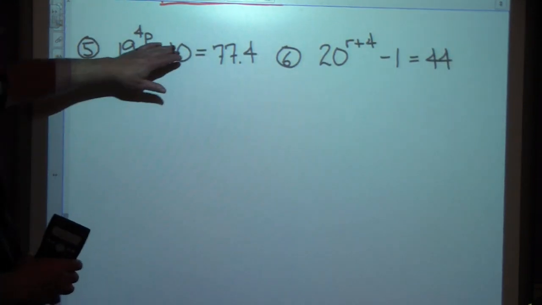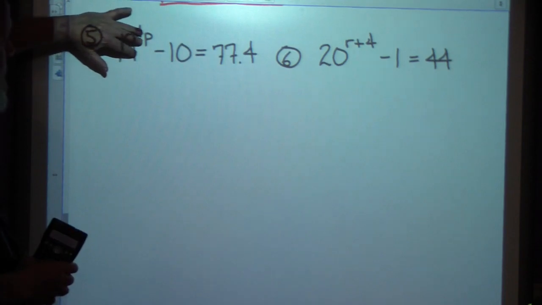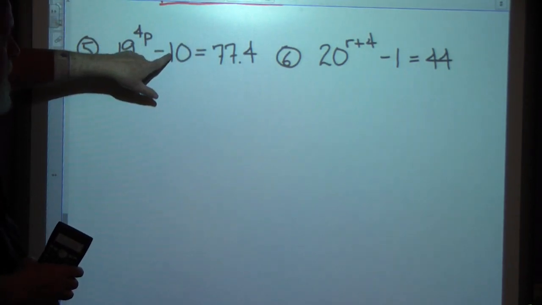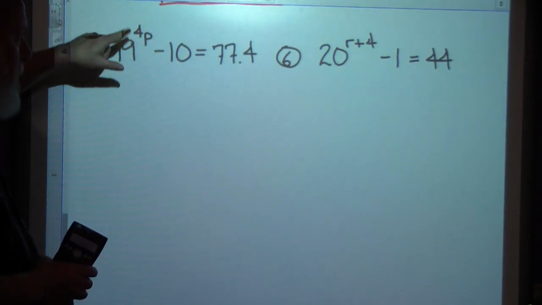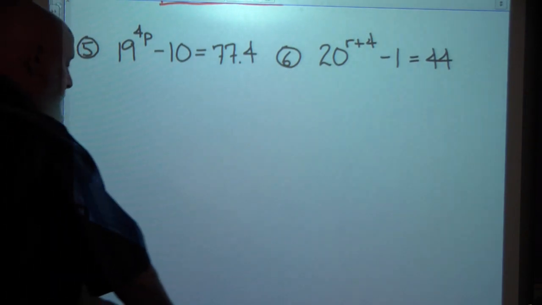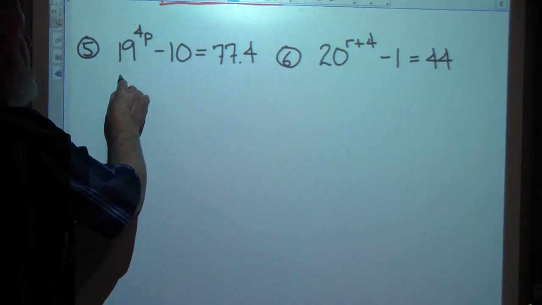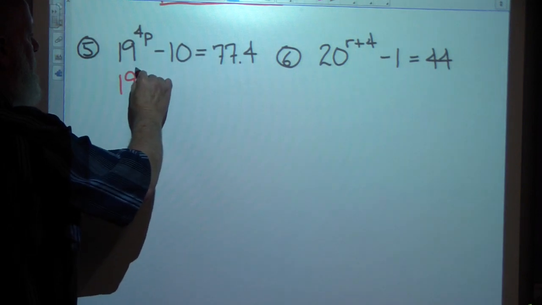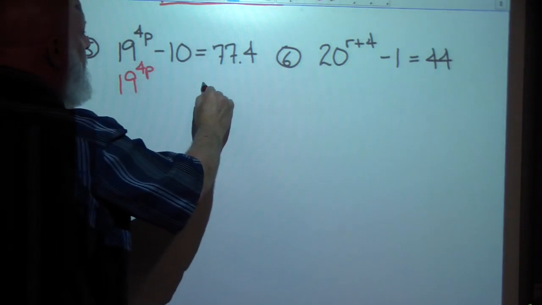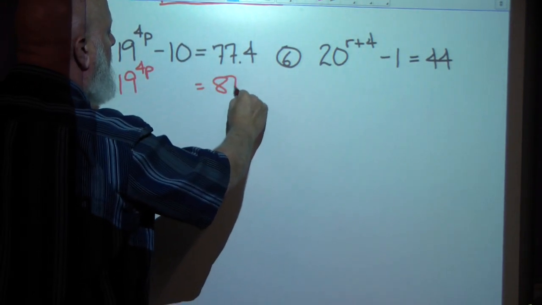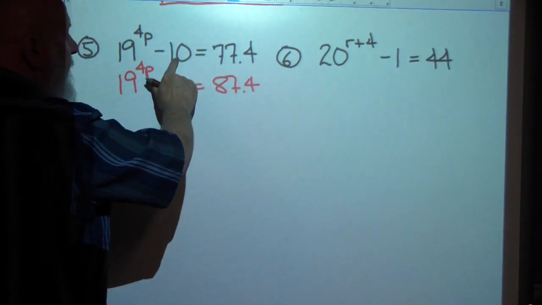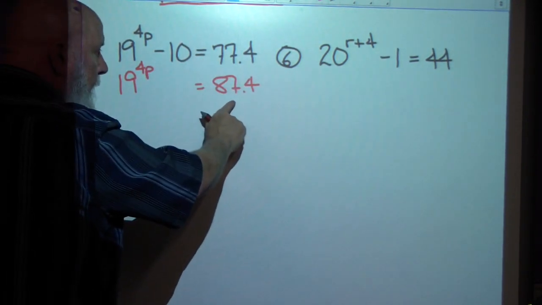All right, I've got to have a plan here. I want to isolate this term, so I'm going to add 10 to both sides, then take the log of both sides, and then get rid of that 4. That's the plan. So here we go. I'm adding 10 to both sides. I'm going to do this in my head. When I added 10 to this, it became a 0. I added 10 to this, I got this.